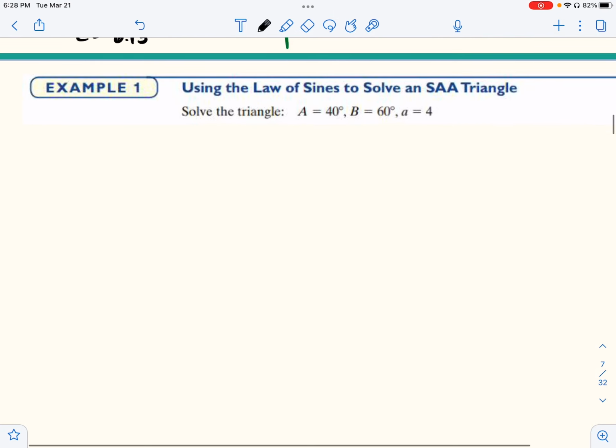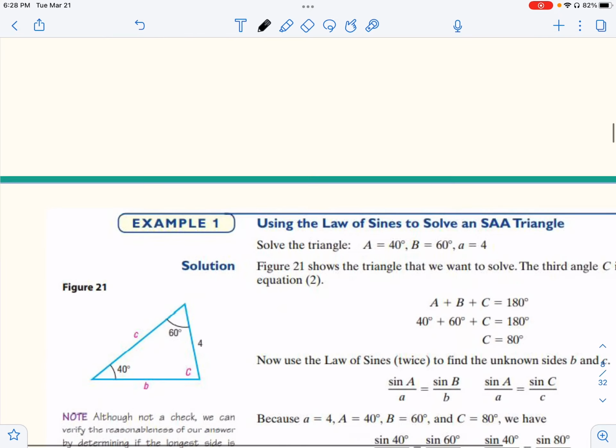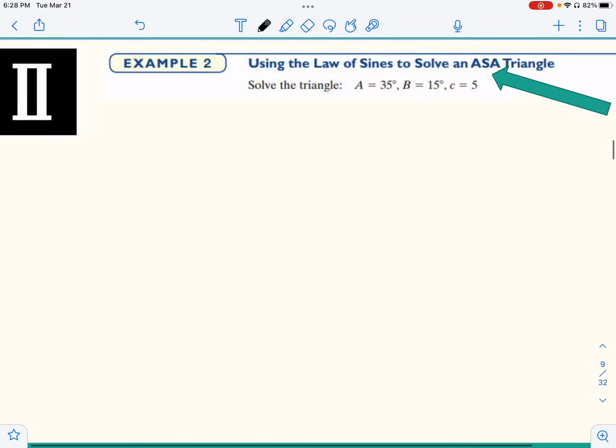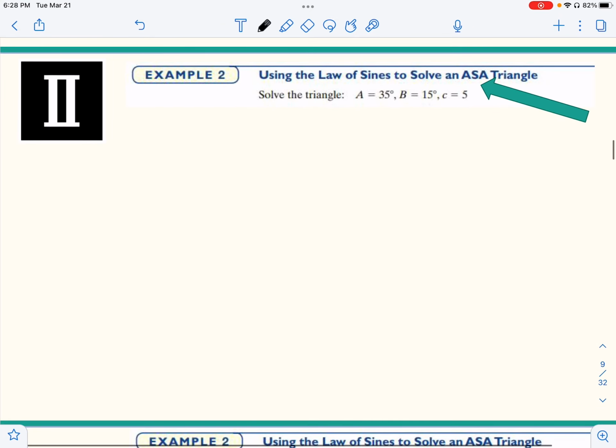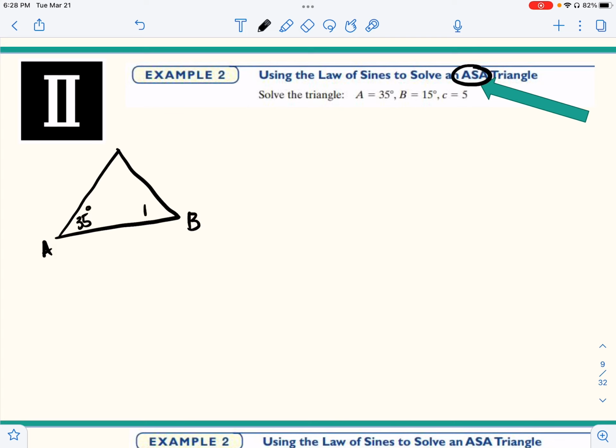Here's the second one. And you'll notice how this is an ASA type of triangle. Even if it's not mentioned, when you start drawing the triangle, you'll figure that out pretty quickly. I'm going to call that B, so that's 15. And notice how two angles are given. So the third angle should be a piece of cake. That's C, which is not given, but I'm going to find it in a second here. 35 and 15, so this should be 130 degrees.